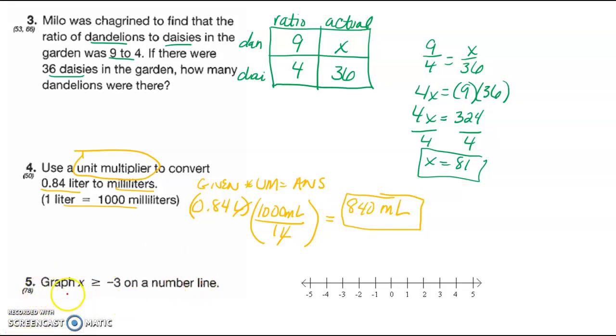Okay, graph x is greater than or equal to -3 on a number line. So we're starting at -3, it's equal, so I'm going to fill that in, and then this arrow tells me that it's going to go this way. Now it doesn't say integers, so I'm going to highlight the whole thing.